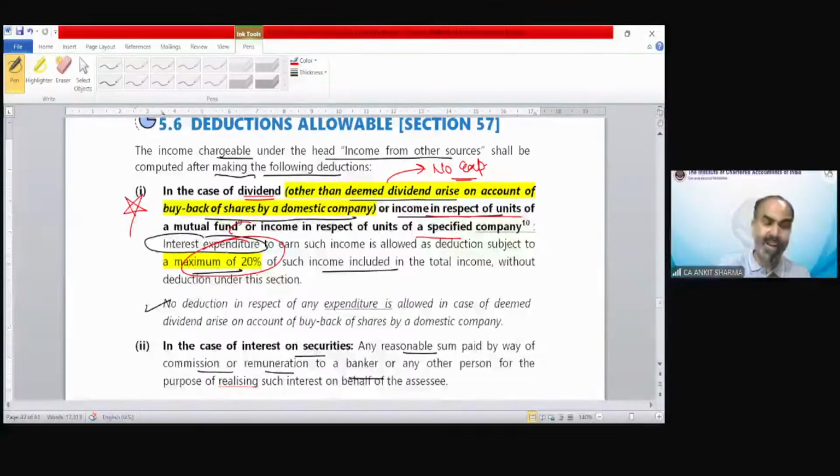So if you have taken a loan from some organization and from that loan amount you invested in shares and earned dividend, then maximum 20% interest you can claim as an expenditure. More than that, you cannot claim expenditure in any case. No deduction in respect of any expenditure is allowed in case of deemed dividend arising on account of buyback of shares by a domestic company.